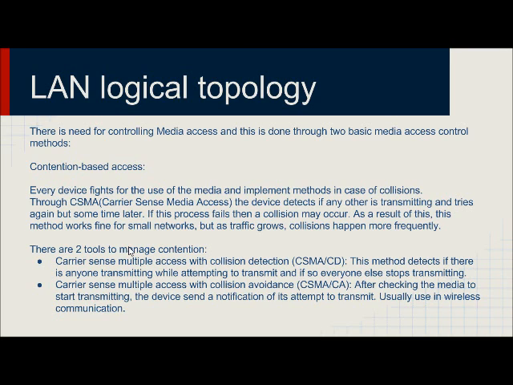There are two tools to manage contention: carrier-sense multiple access with collision detection and carrier-sense multiple access with collision avoidance. The first one is a method that detects if anyone is transmitting, and if there is, the device waits for some time to try to transmit again. The second one, after checking the media to start transmitting, sends a notification of its intention to transmit, usually used in wireless communication.